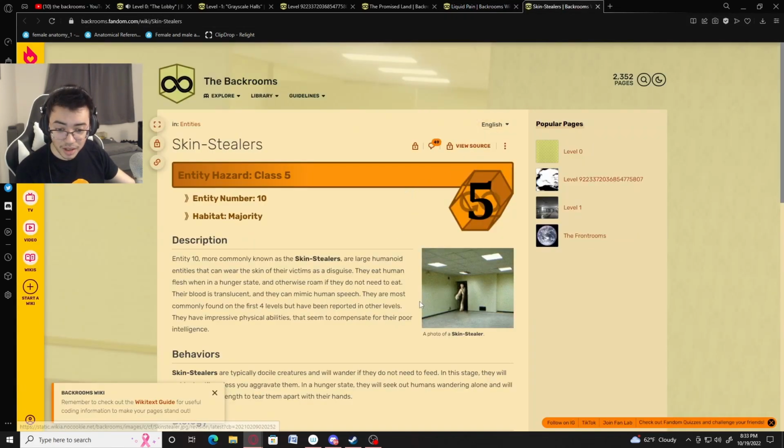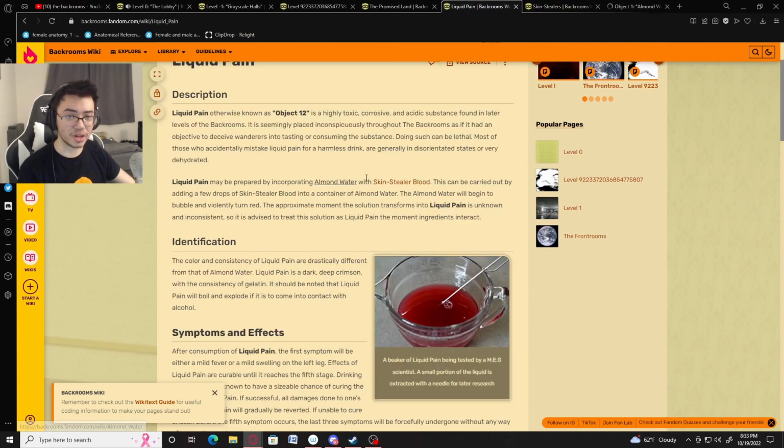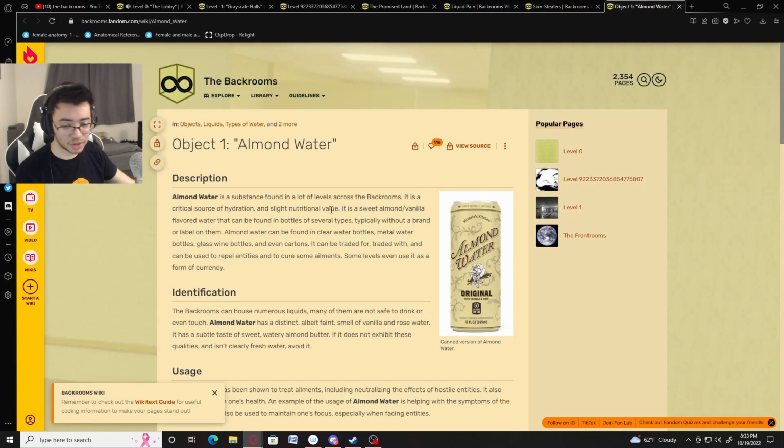Skin stealer blood? Entity 10, most commonly known as skin stealers, are large humanoid entities that can wear the skin of their victims as a disguise. Okay. That's good to know. And almond water. What is almond water? I assume it's just water with almond.